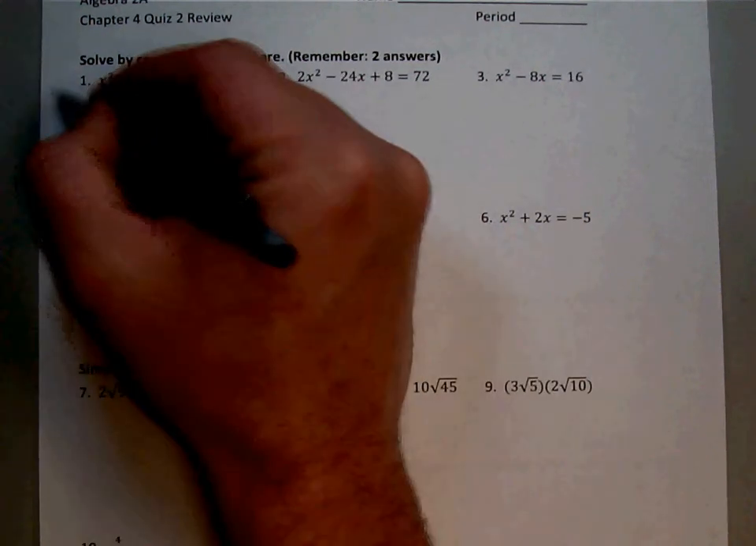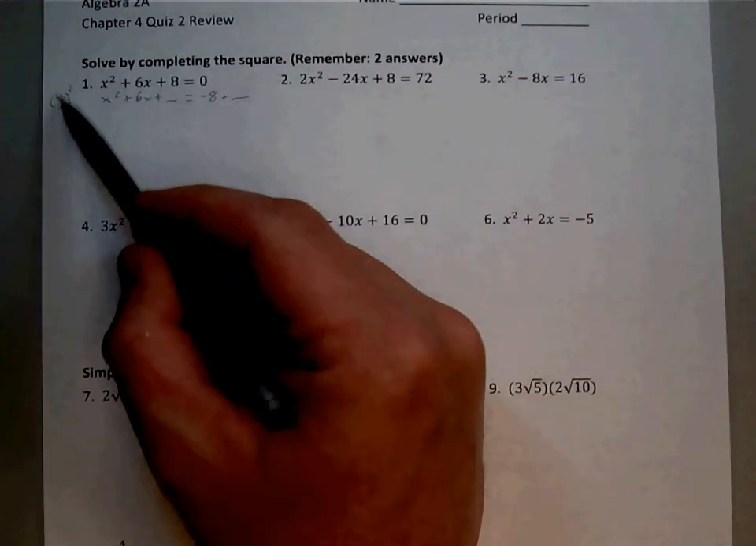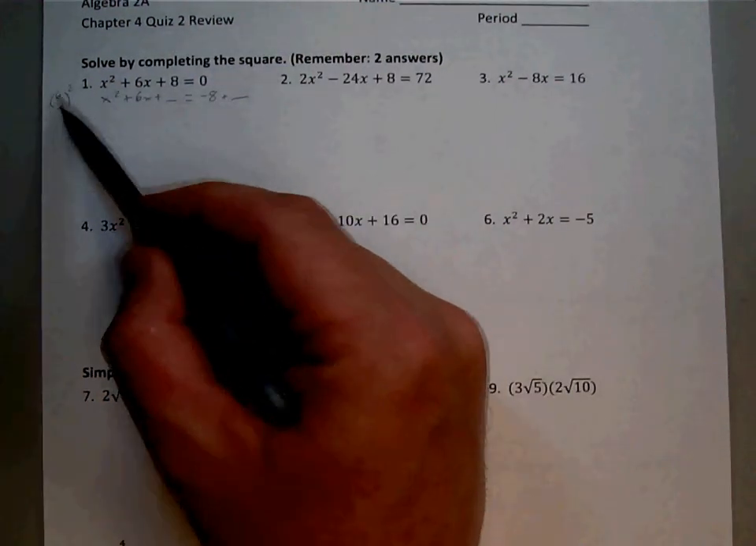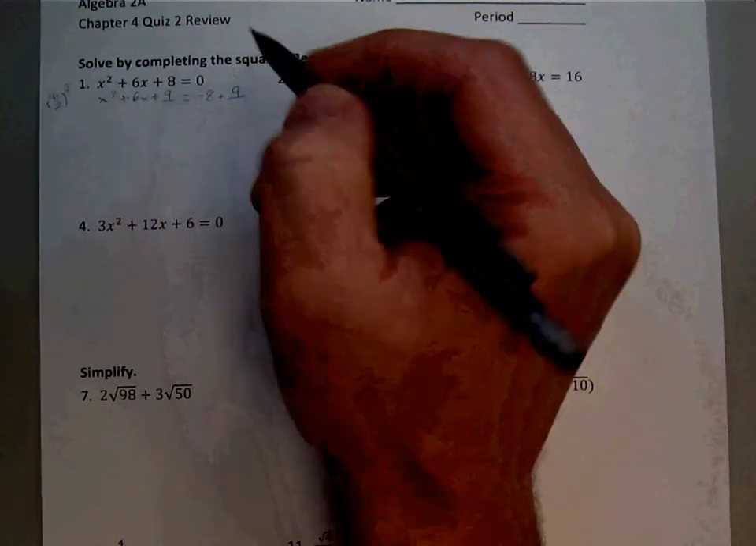6 off to the side. I can show you this as a refresher. We cut the 6 in half, the b value in half, and square it. So half of 6 is 3. Square that is 9. So I have to add 9 to both sides of the equation.